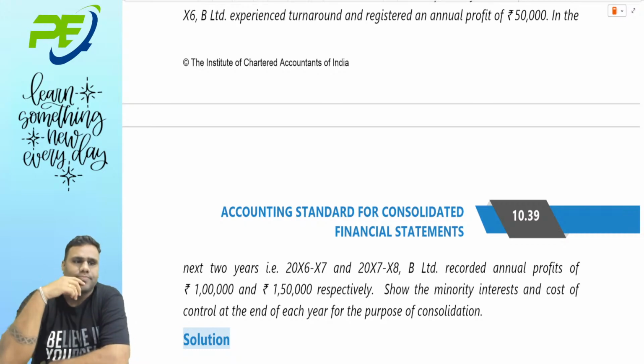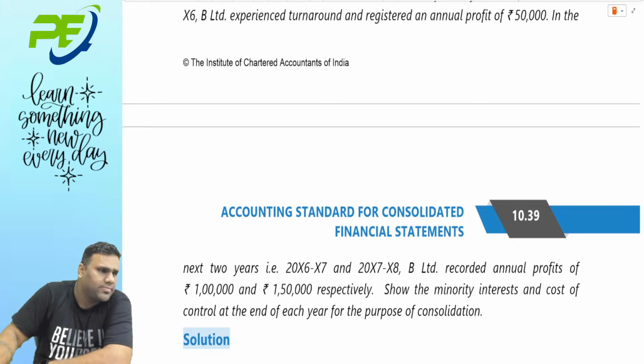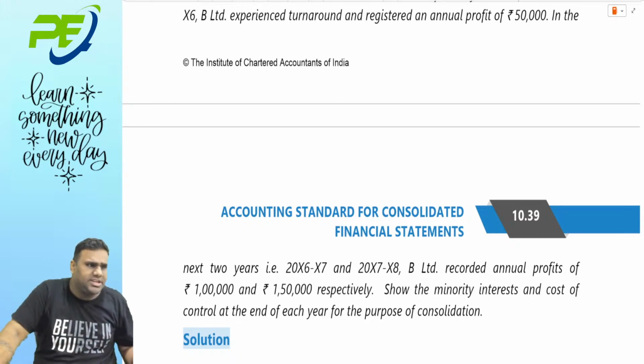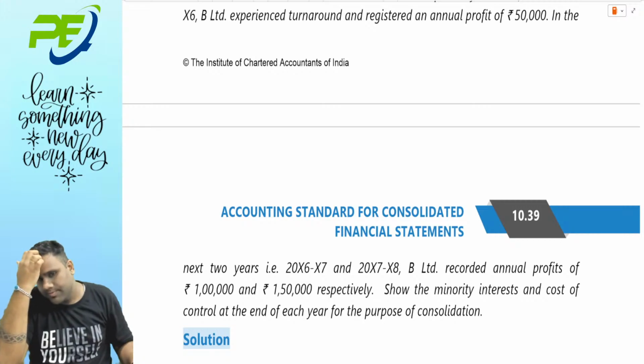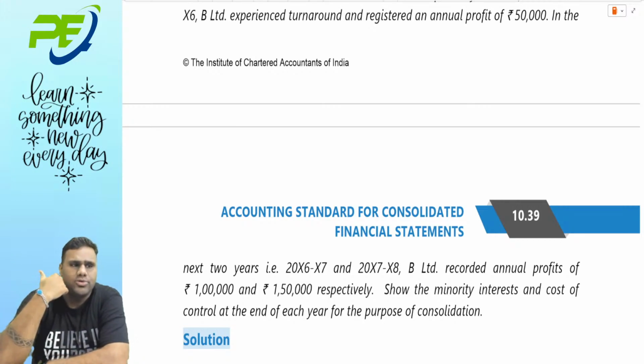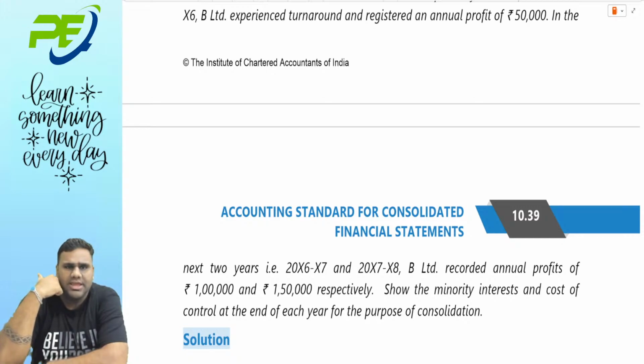Point number 2. Post-acquisition reserve will be added to reserves and surplus of holding company.